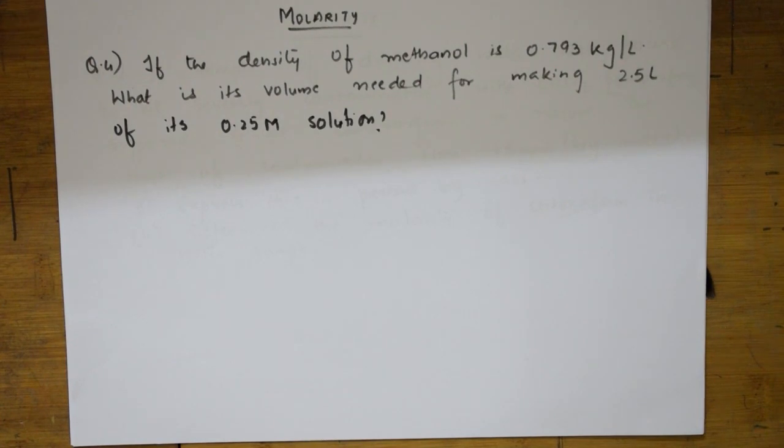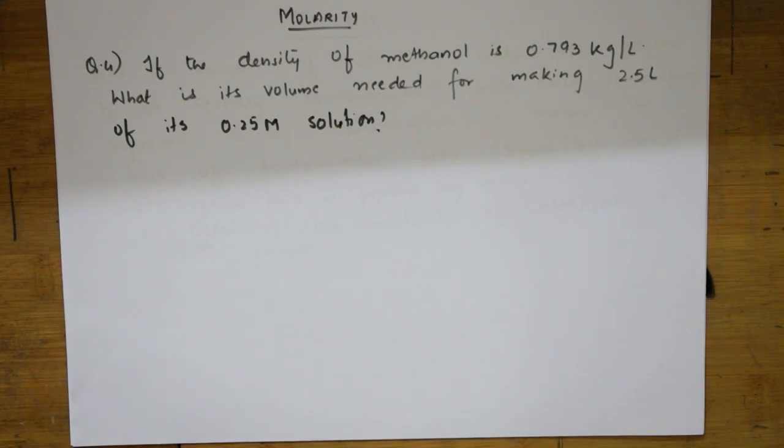Let's come back and do the next variety of numerical that's based on molarity. Fine, let's read the question. So what did they give us? If the density of methanol is 0.793 kilogram per liter, what is its volume needed for making 2.5 liters of its 0.25 molar solution?